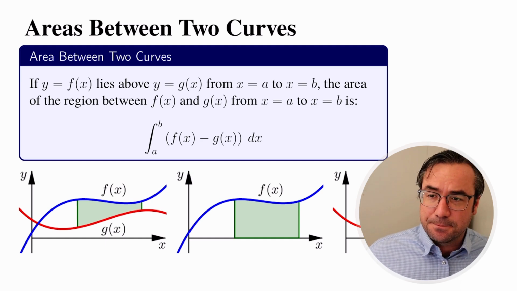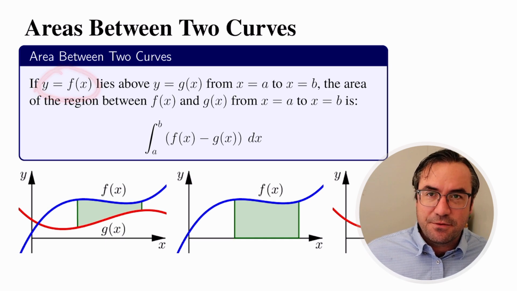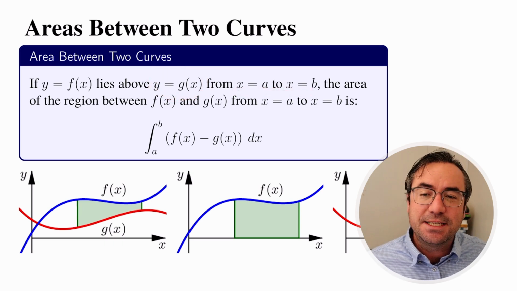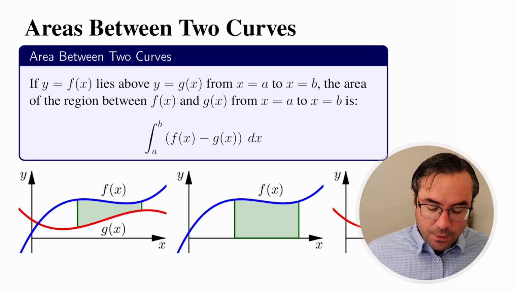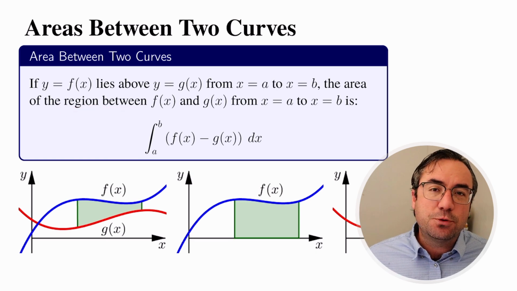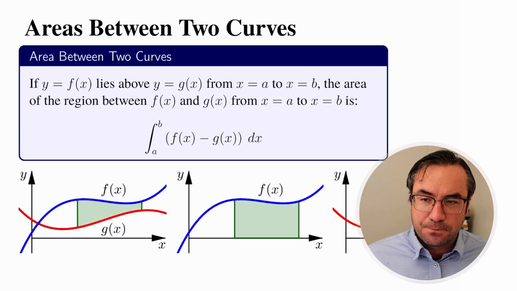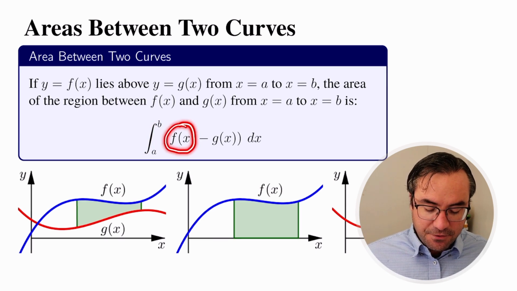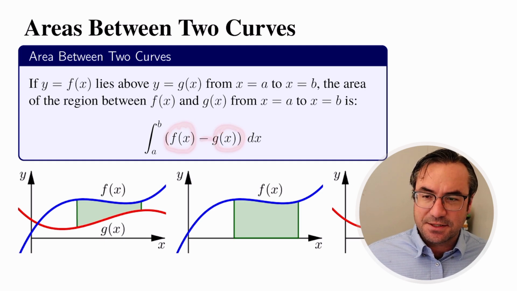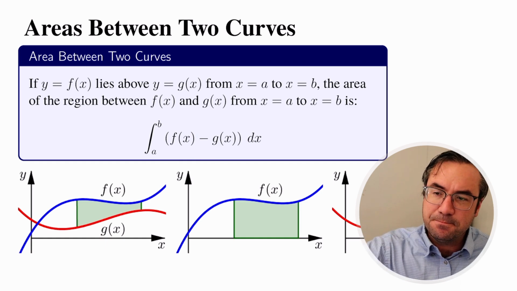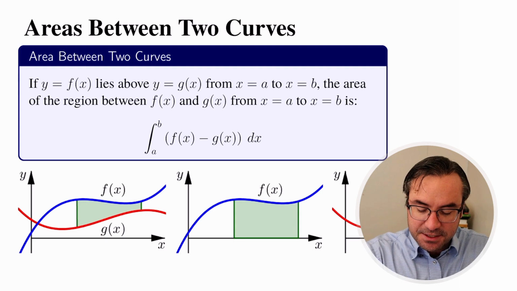Let's look at the main result here. If we have a function y equals f of x and a second function y equals g of x, and we're looking in between two x values, x equals a and x equals b, we can figure out the region that sits in between these two graphs by calculating the definite integral of f of x minus g of x.